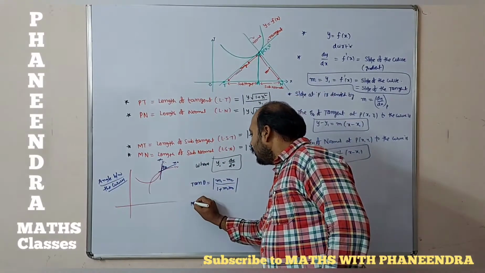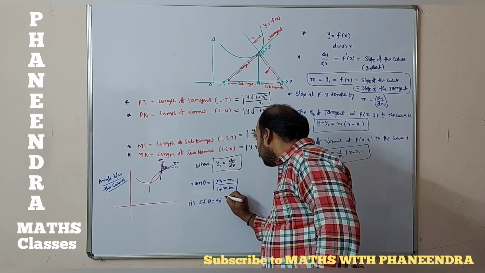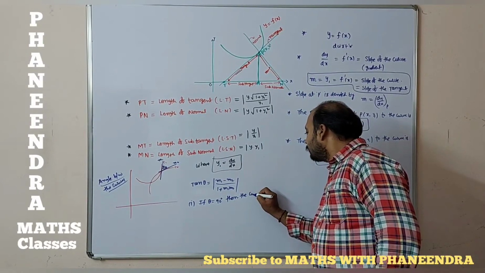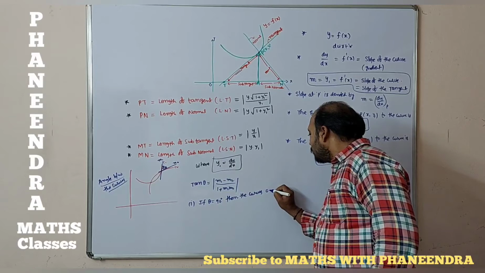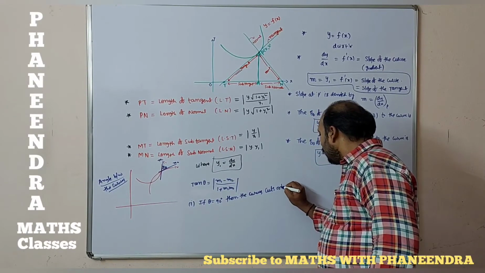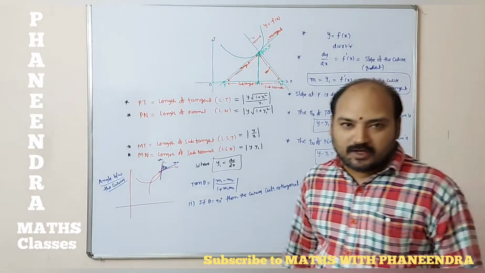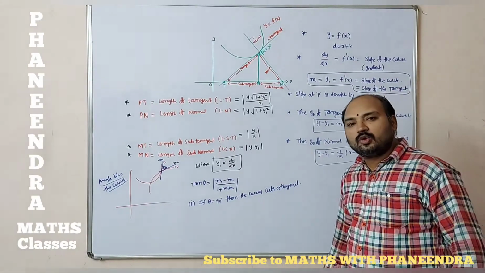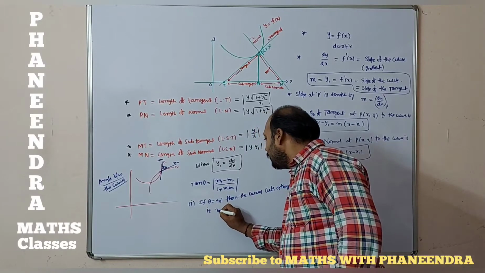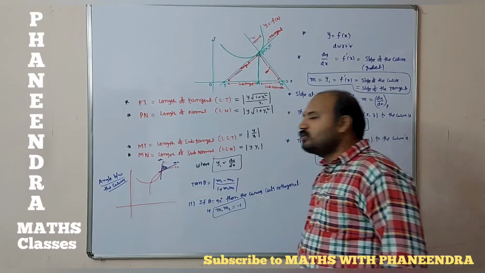Here point number 1, if theta equal to 90 degrees, then the curves are said to be orthogonal. Then the curves cut orthogonally. So this property is called orthogonality. When the curves are orthogonal, angle between them is a right angle. So the condition for that is m1 m2 equal to minus 1, like straight lines only. m1 m2 equal to minus 1.